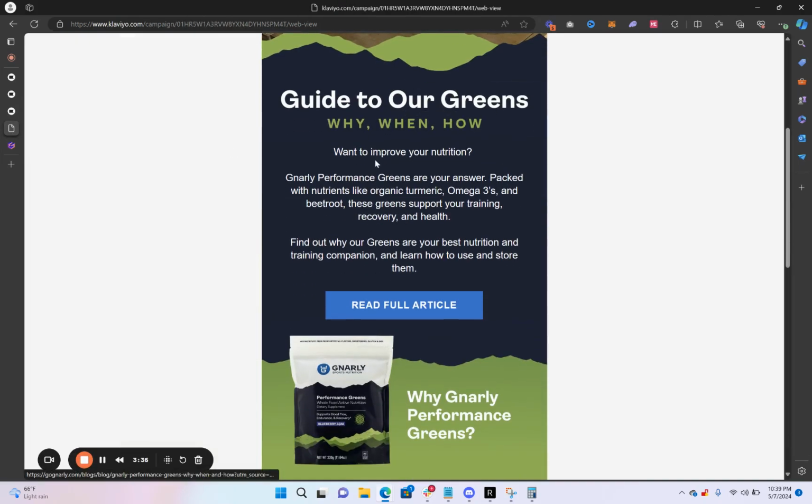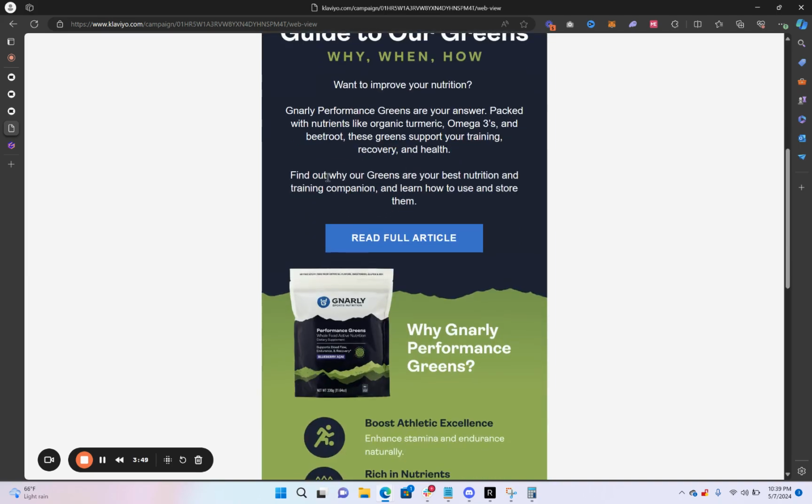All right, so guide to our greens: want to improve your nutrition? This is your answer, packed with nutrients like these. And this particular audience is going to be familiar with these. Obviously, these are very healthy ingredients. These support your training, recovery, and health. Find out why they're the best nutrition and training companion and learn how to use and store them.